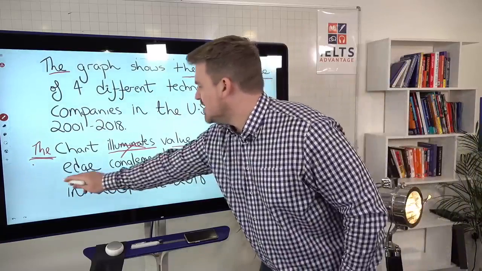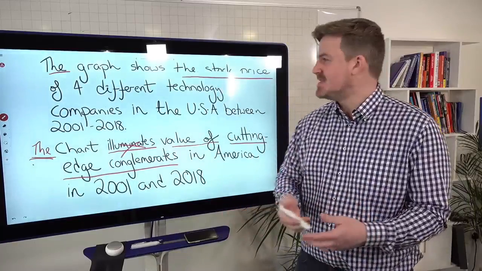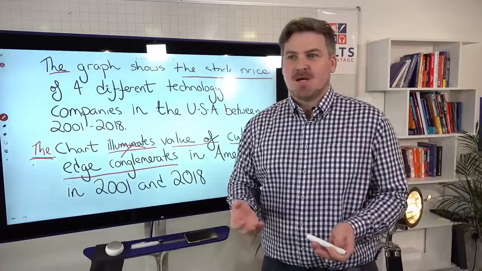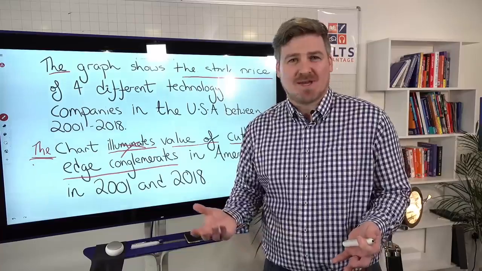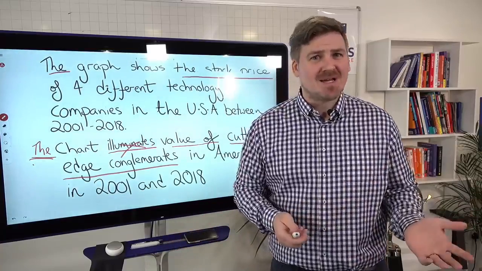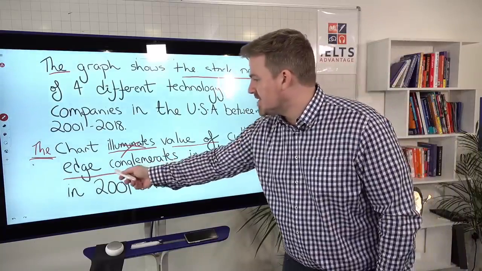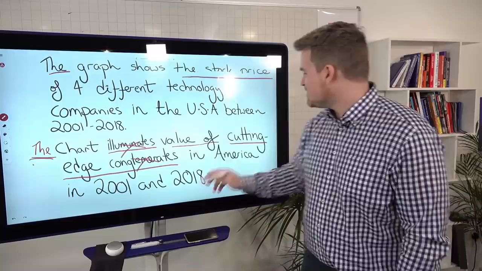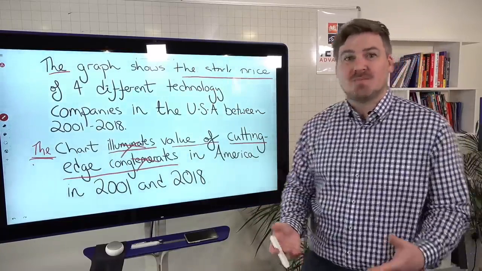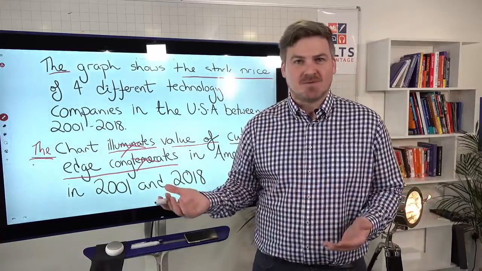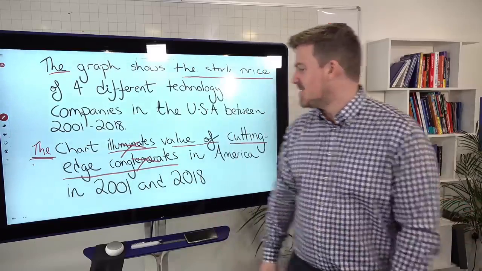Cutting edge conglomerates, again, you're trying to be too fancy. This doesn't really make any sense. No one would ever say, I'm thinking of getting a job in a cutting edge conglomerate. Like, what are you talking about? You want a job in a tech company? Oh yeah. So by trying to be too fancy, and they misspelt this word, so this is wrong. Cutting edge doesn't really mean the same as technology. You can be a cutting edge farmer. You can be a cutting edge baker. It doesn't necessarily mean that you're a technology company.